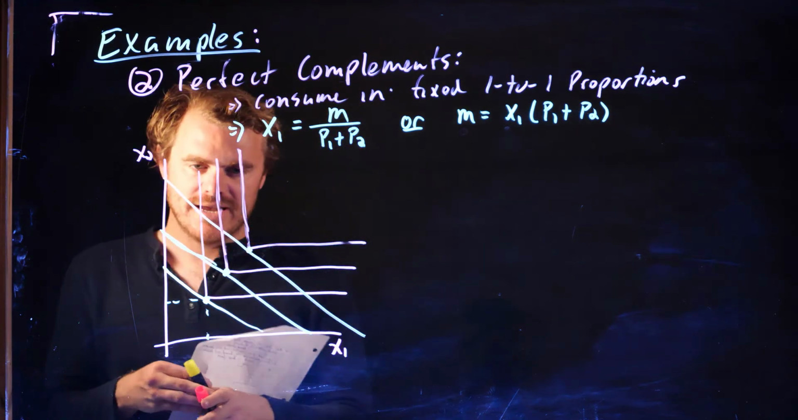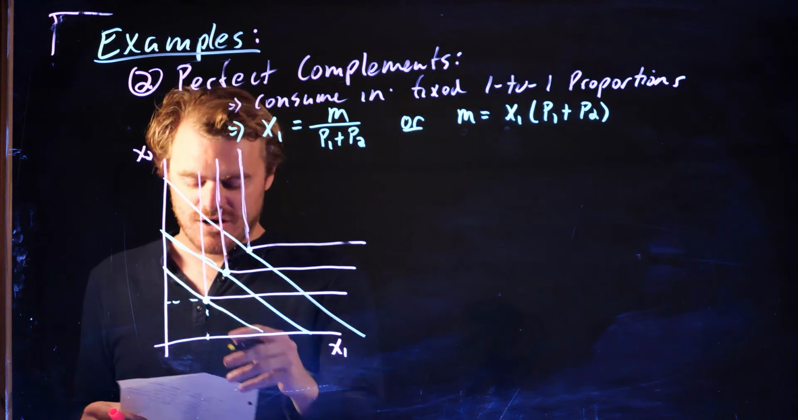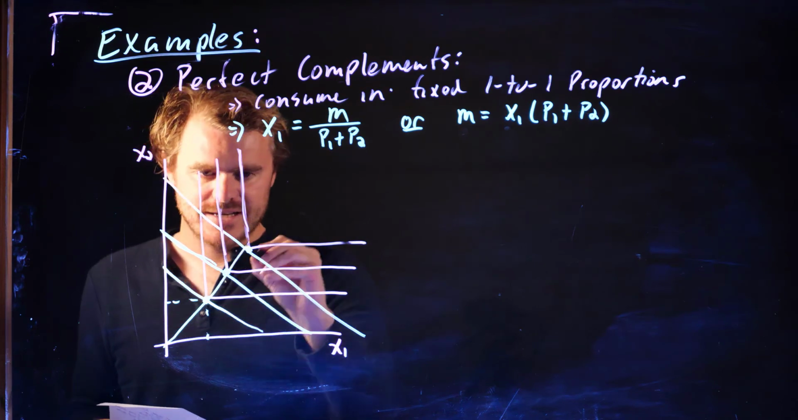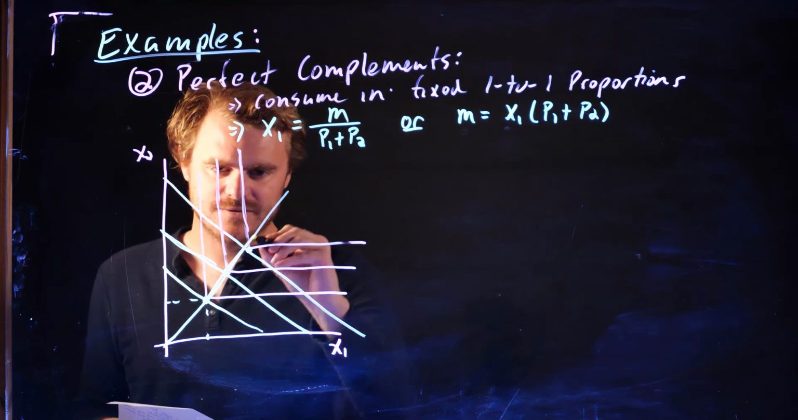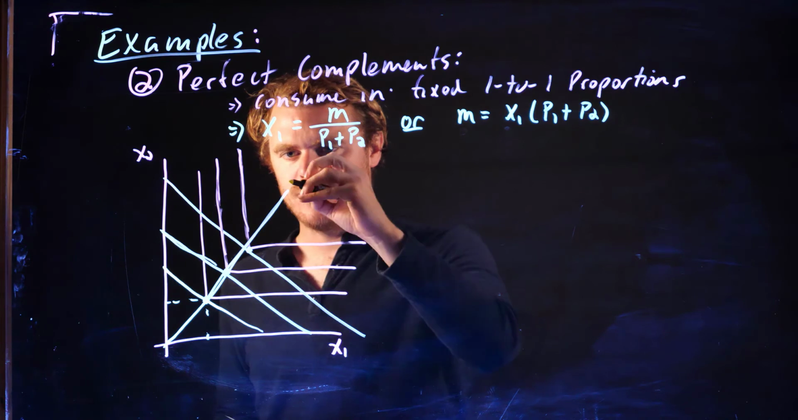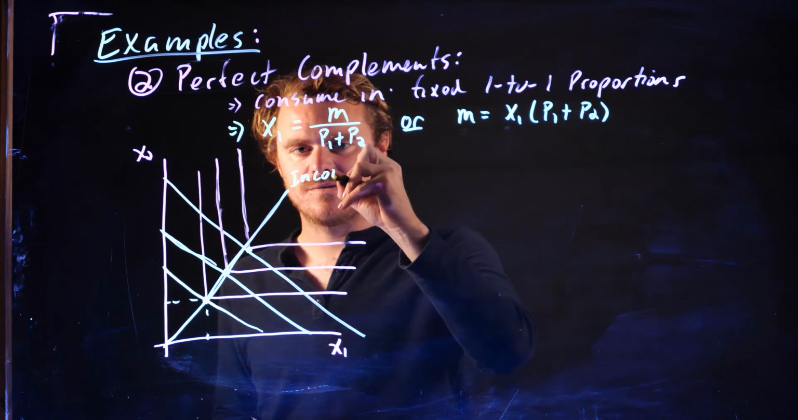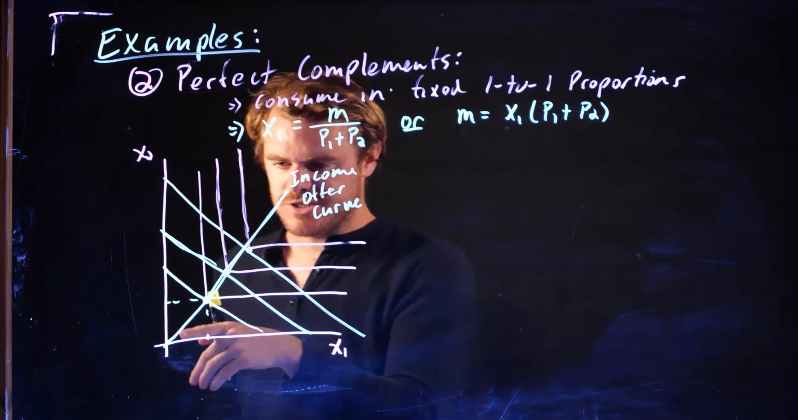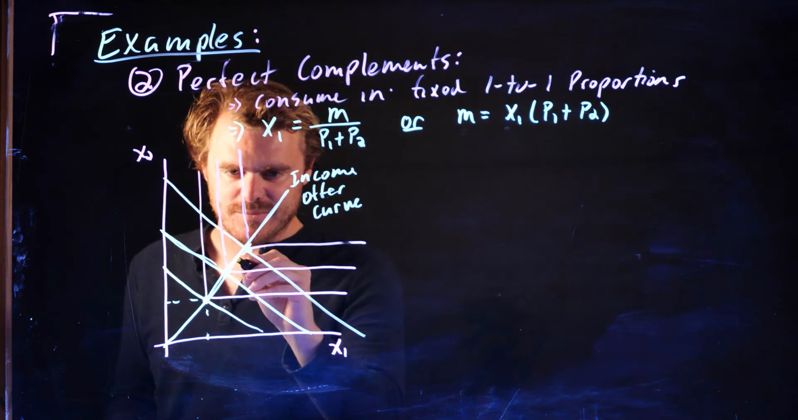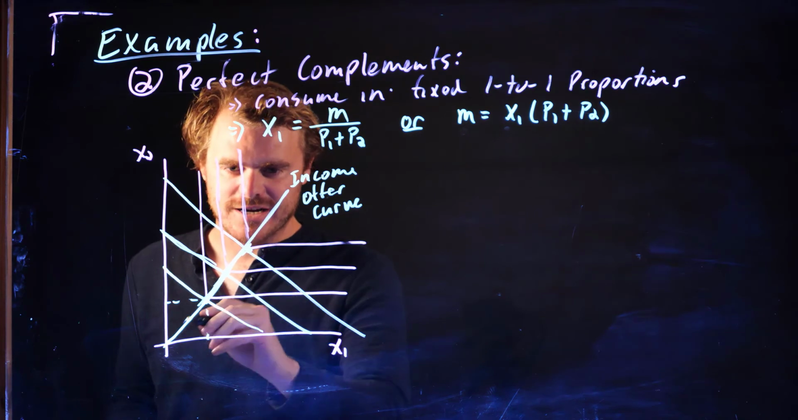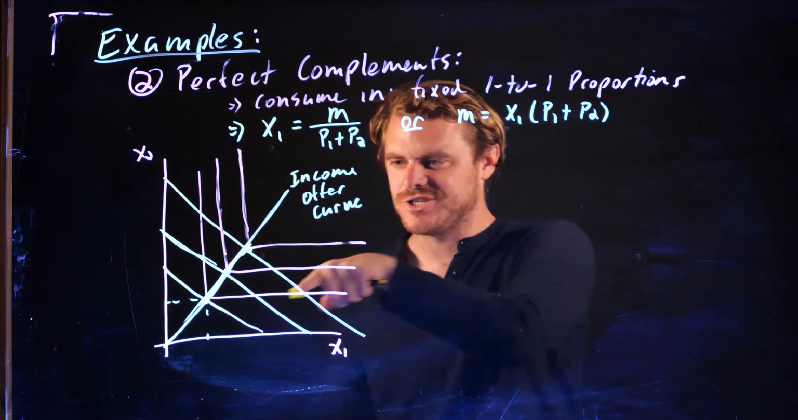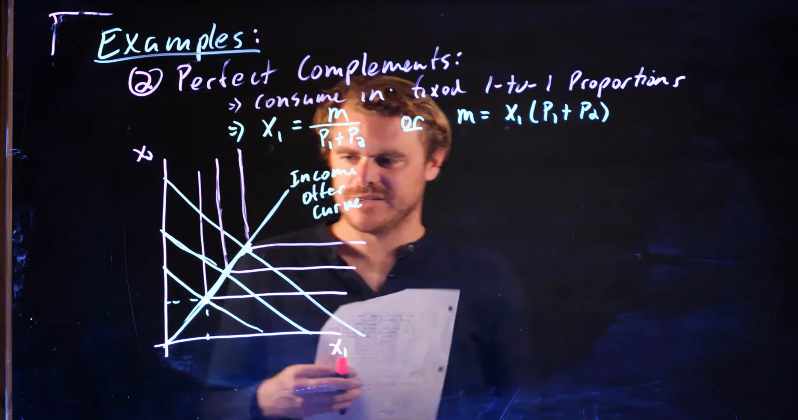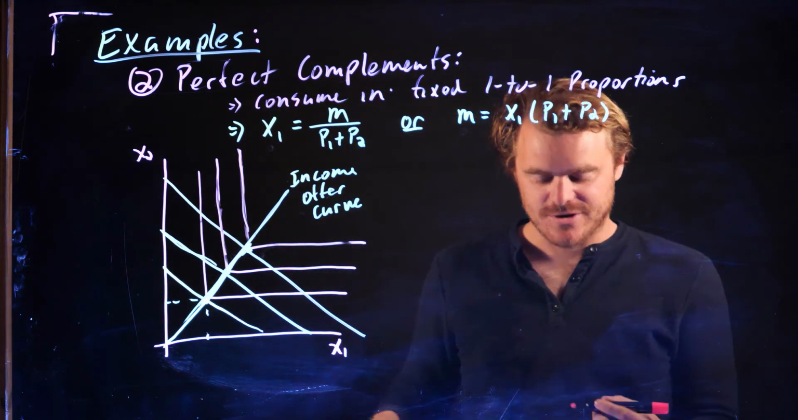And so, again, the income offer curve is just connecting all these points, right? And so what's happening here is that we have this nice straight line, it should be a straight line, out of the origin through all these points. And this is the income offer curve. Just a line connecting all these optimal choices. I'm just having a hard time drawing a straight line today, and it's hard to draw these indifference curves perfectly with no graphing paper.